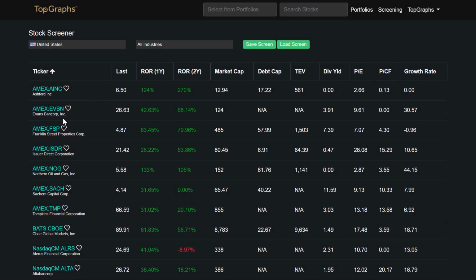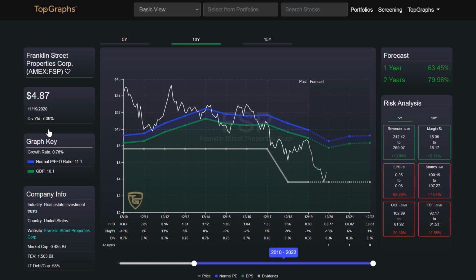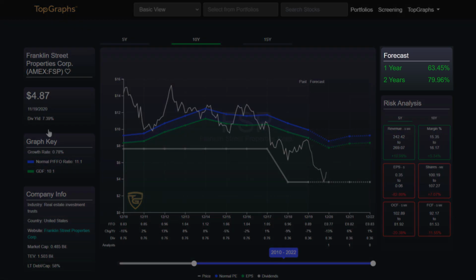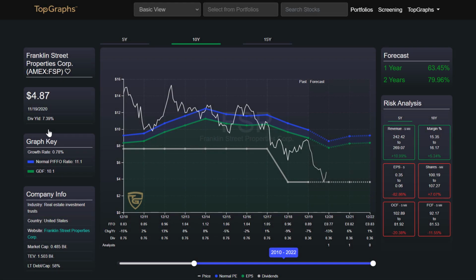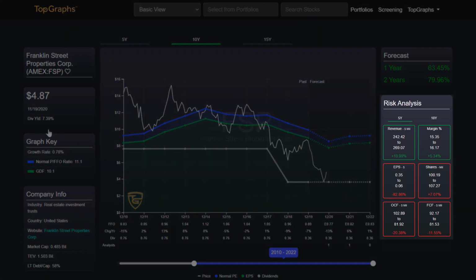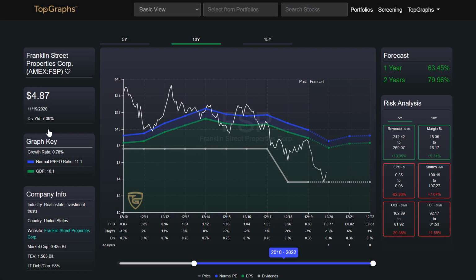Let's look at Franklin Street Properties Corp. If we didn't have TopGraphs, one could say the stock is undervalued and a bargain. But we can see in the graph that the company has had increasingly poor fundamentals over the last few years. And in the risk analysis, we also see that the fundamentals have not looked good for the company over the past 5 years. The company can recover, but I don't want to take the risk that the company does not recover, so we keep looking for another stock.